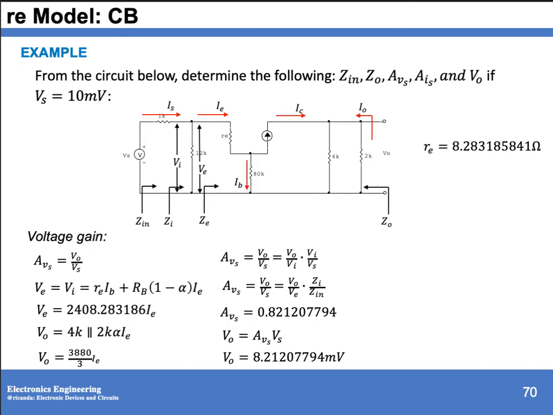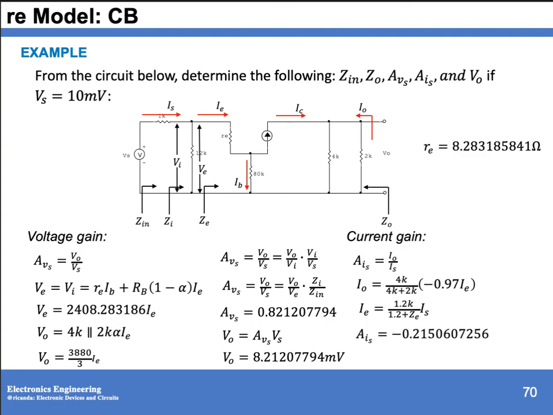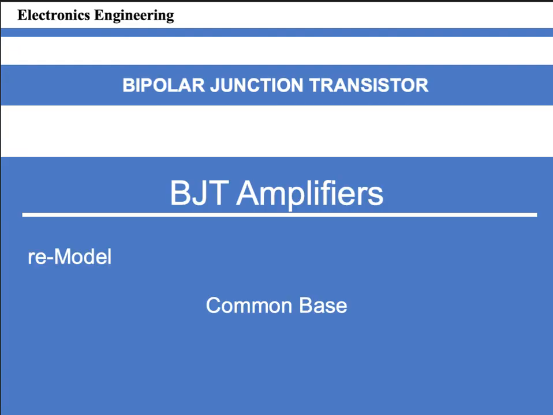8.21207794 millivolts. For current gain, that is IO over IS. If we get the equation of your IO, that is the opposite resistance, which is 4k over 4k plus 2k, then times your negative alpha IE. Then your IE is 1.2k over 1.2k plus the impedance at the emitter times IS. So this is now your AIS. And that's all for your common base circuit under the RE model.